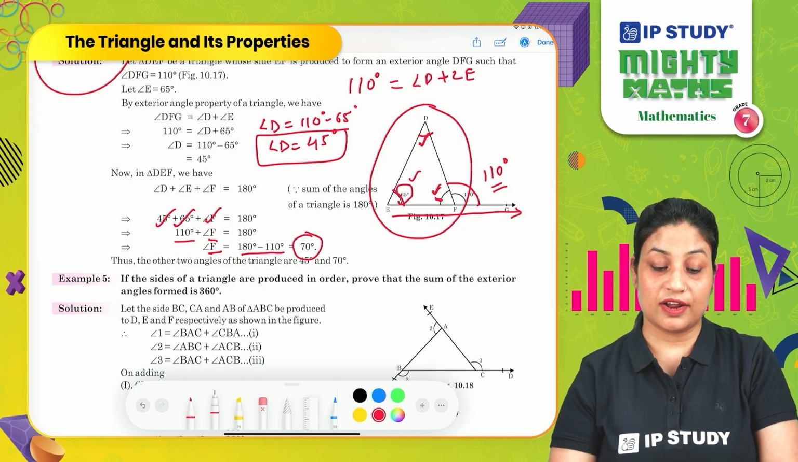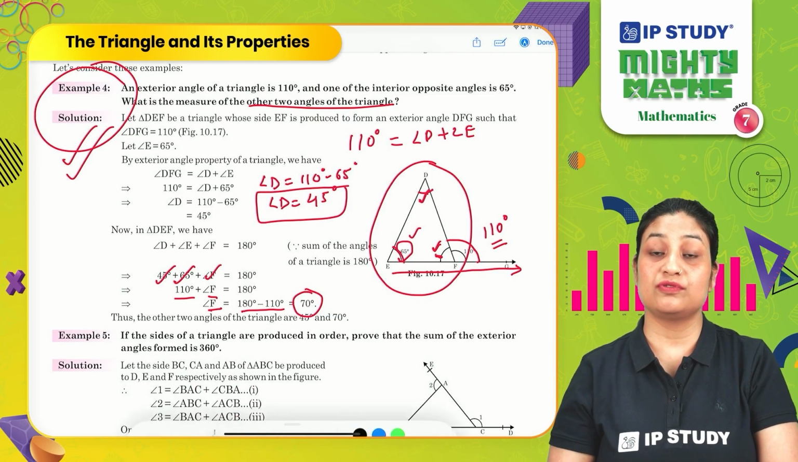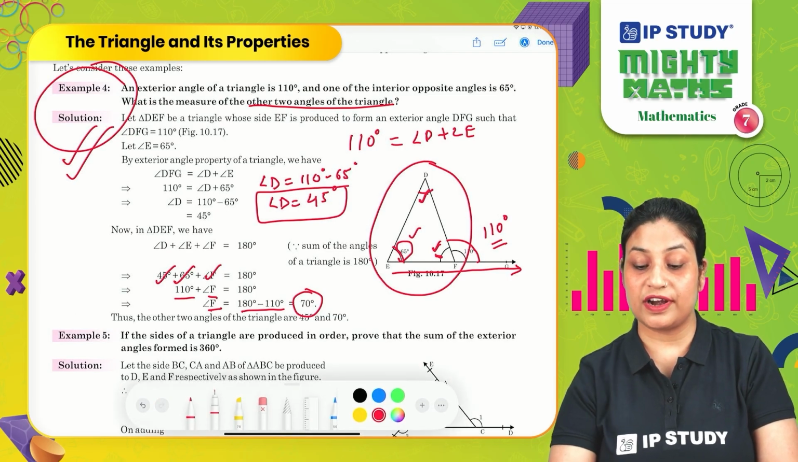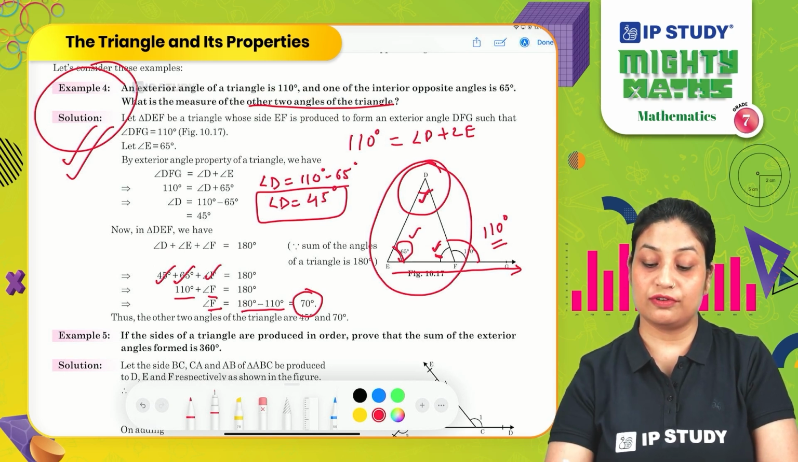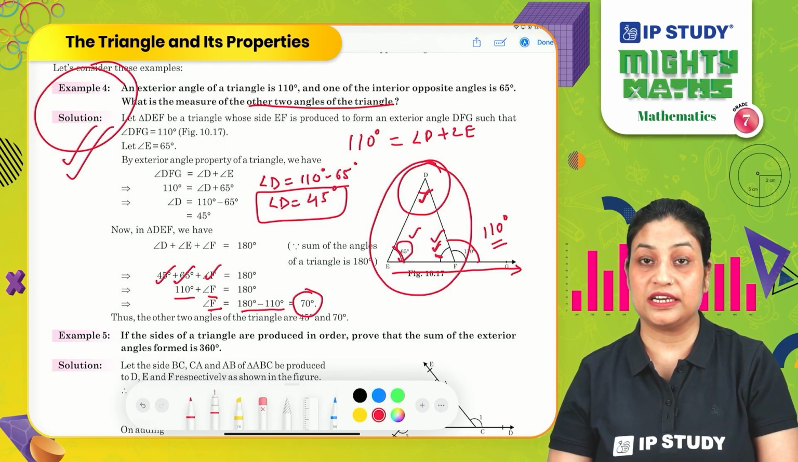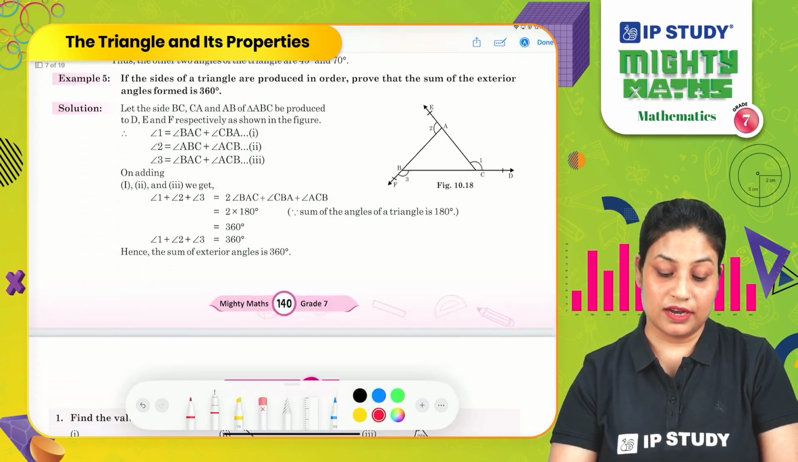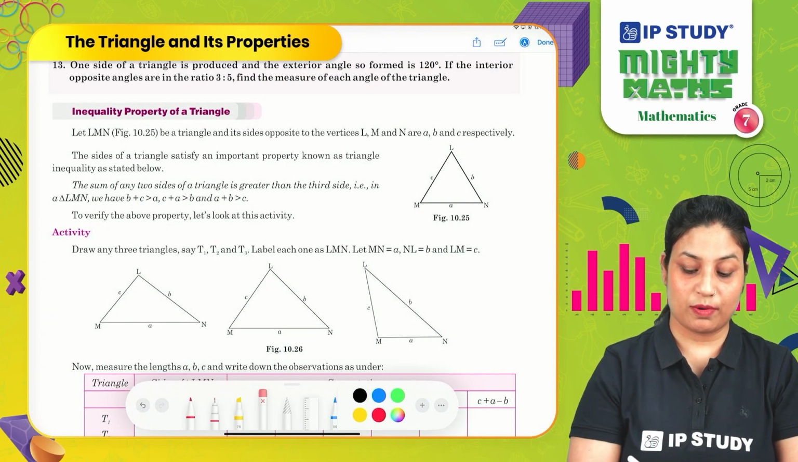So student, I hope you have understood this example. In this example, we have used two properties. First of all, to find the value of angle D, we applied the exterior angle property of a triangle. Then, in order to find the value of angle F, we applied the angle sum property of a triangle. So I hope these examples are clear to you. Now let's move forward. The next property is the inequality property of a triangle.